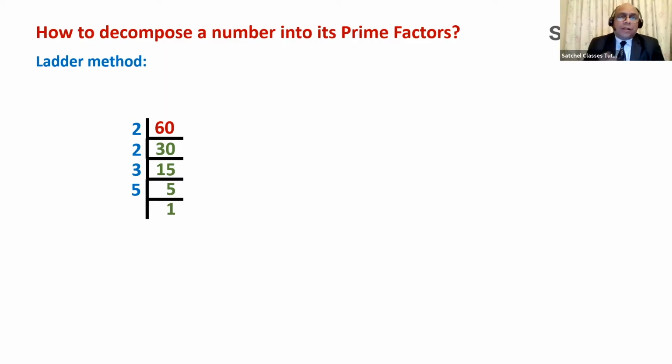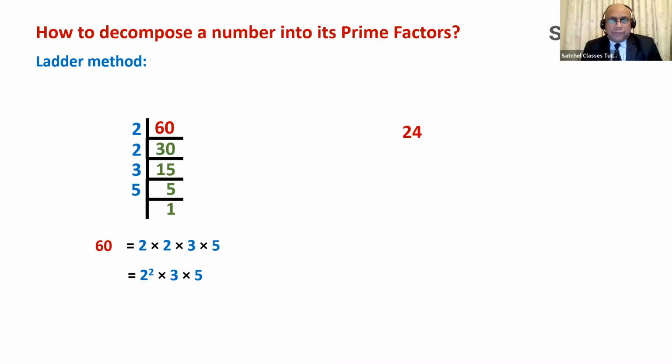Now you multiply all the prime numbers that you can see at the left hand side of the ladder. So 60 can be written as 2 times 2 times 3 times 5. Now this is what we call the ladder method, right? 2 squared times 3 times 5. Let's take one more example.